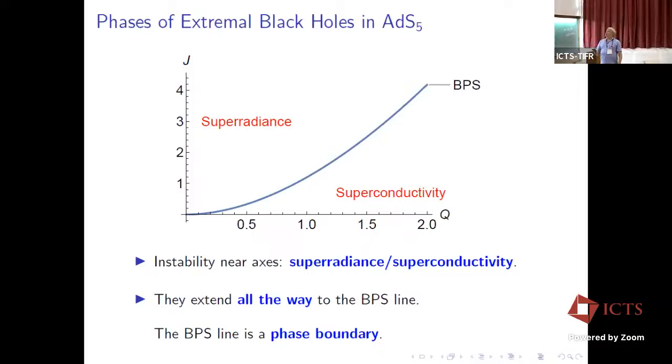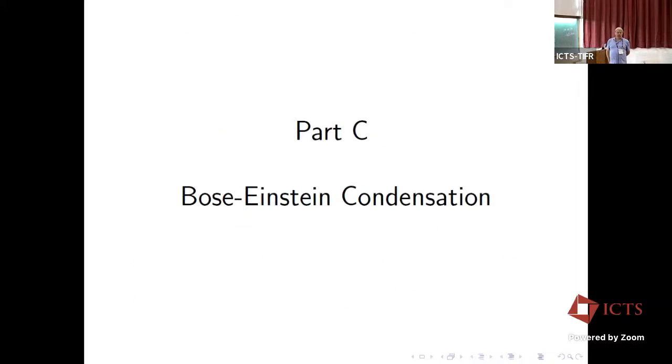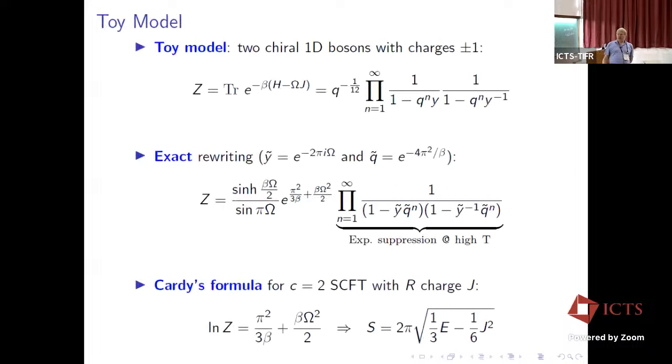So I had one minor point towards the end. It is good that I didn't write too many slides, because I figured there wouldn't be much time, but that's our last part. I do want to give you just a little bit of CFT. What is going on in a toy model? This is for the 2D CFT, just a toy model. Two chiral 1D bosons with charges plus minus 1.